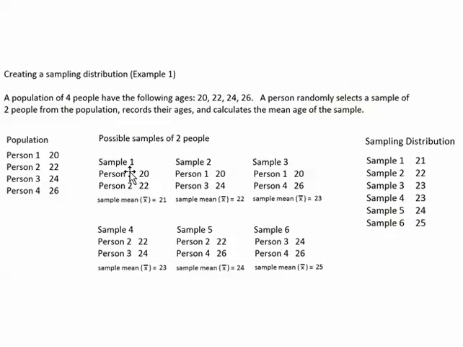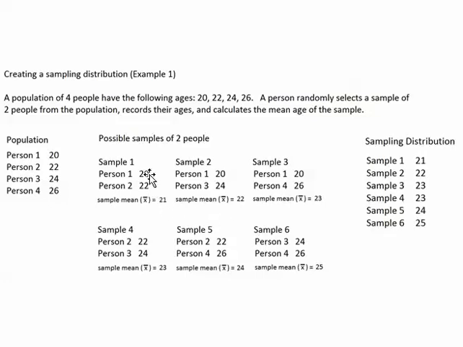That'll be sample 1. After we pair person 1 and person 2, let's pair person 1 and person 3. Then let's pair person 1 and person 4 for sample 3. Next, let's move down to person 2 and pair person 2 with person 3. That'll be sample 4. Next, let's pair person 2 and 4. That'll be sample 5. Next, let's move down to person 3 and pair 3 and 4 together. That'll be sample 6. At this point, we've listed out all of the possible samples of 2 people.